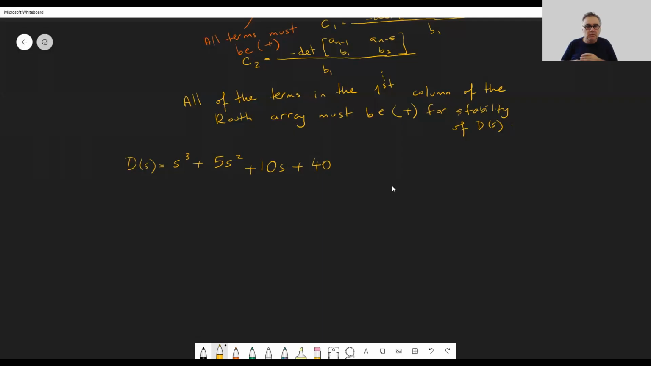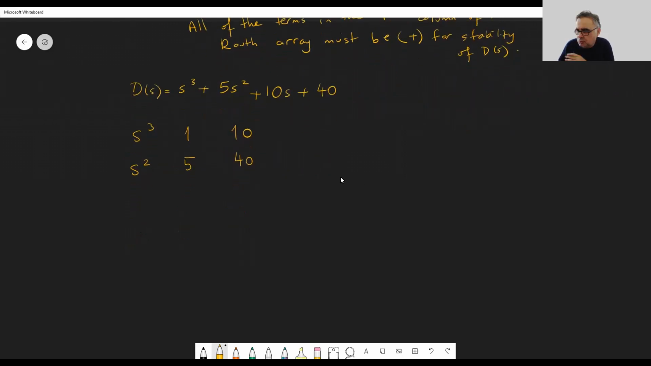Okay, so we want to find out the stability of this polynomial, whether it has roots with negative real parts. So we form the array. S cubed: we write 1 here, skip this one, we write 10. After 10, you have nothing. Then you have S squared. For that one, you have 5. Skip 10, you have 40.